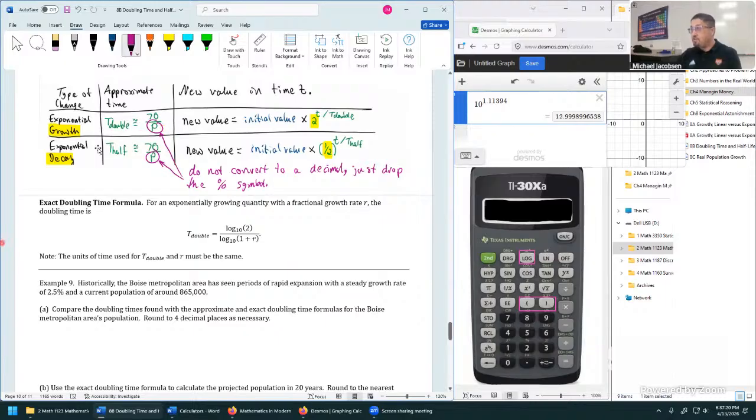Which makes our new formula give us a bit of whiplash in a certain sense. Because when we use this formula, the fractional growth rate or the fractional decay rate, R, comes in as a percentage. This value R is used in just one spot in the formula. And in example 9, we're looking into the Boise metropolitan area, which has a growth rate of 2.5%. That's the R value in this one.